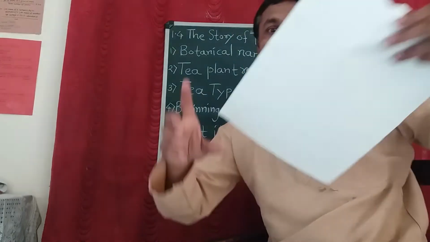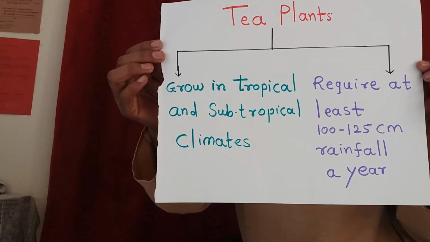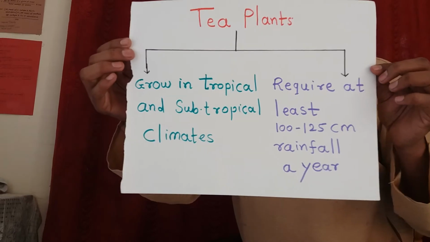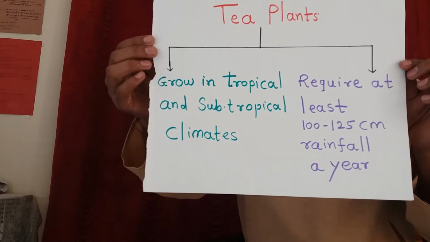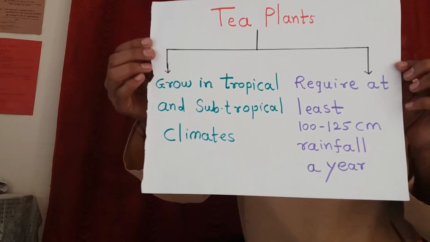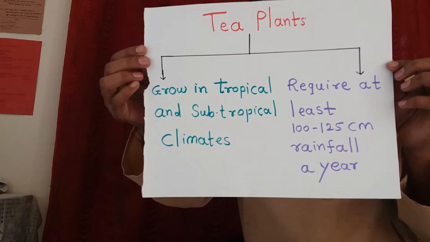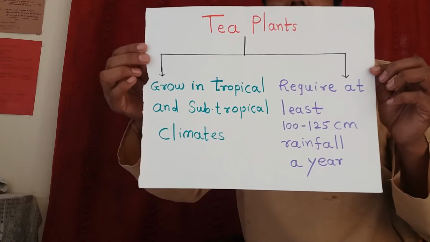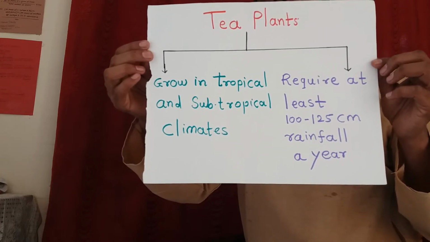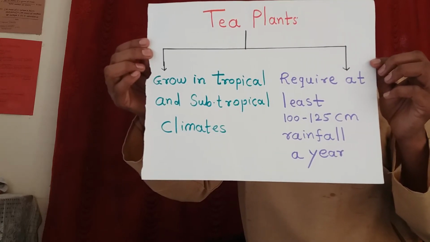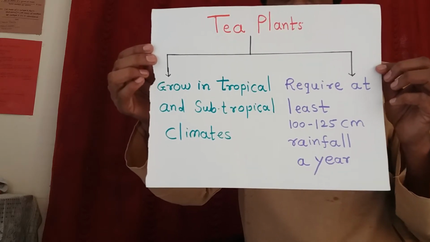Let me show you on the chart. It will be very clear to you. Look. First, it grows in tropical and subtropical regions, and it requires 100 to 125 centimeters of rainfall a year, and it also requires acidic soil. And we know that the most famous tea estates are situated on the hillsides.